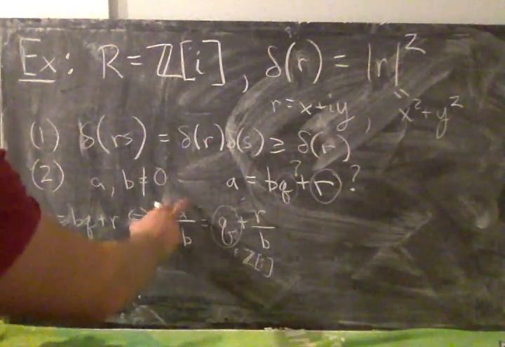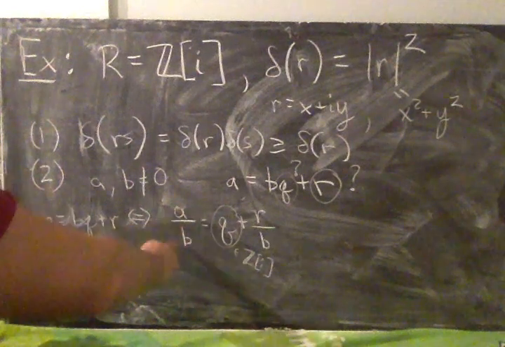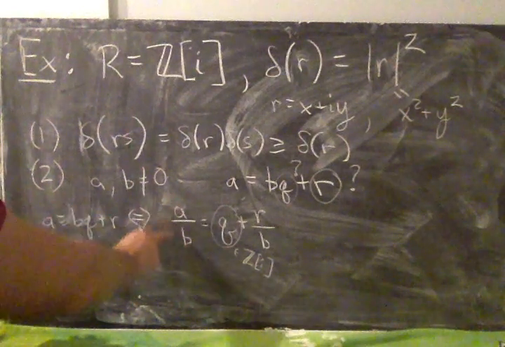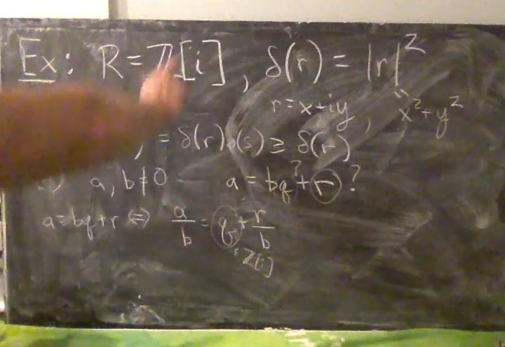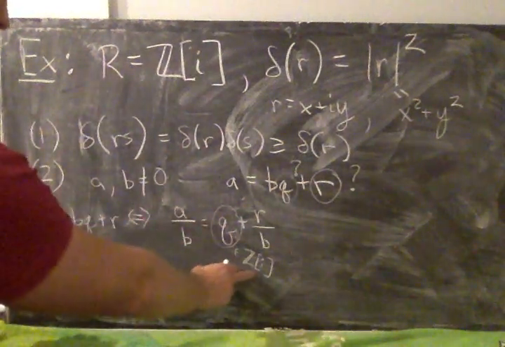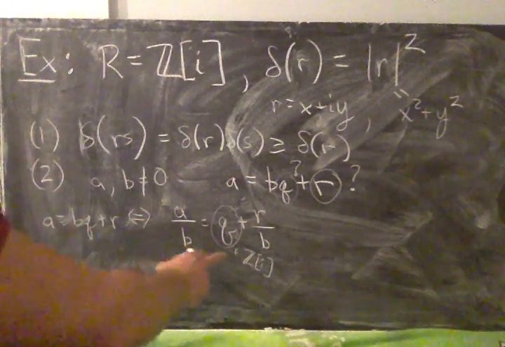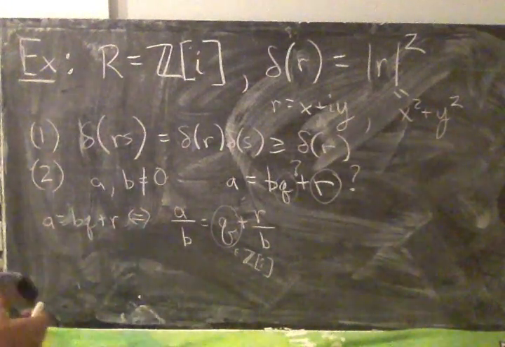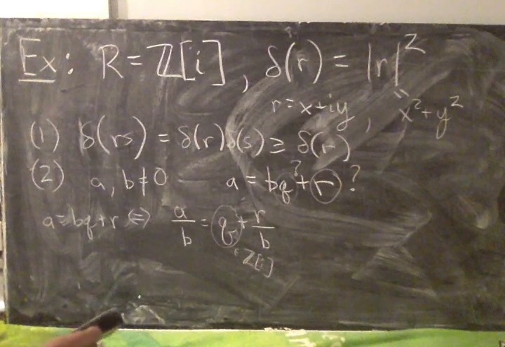So this is some complex number. This is no longer a Gaussian integer. I'm dividing two Gaussian integers. Gaussian integers are not a field, so this is just going to be some complex number. But what I want to do is find something in the Gaussian integers which is as close as I possibly can get it to A over B.